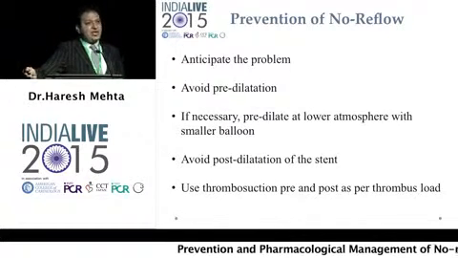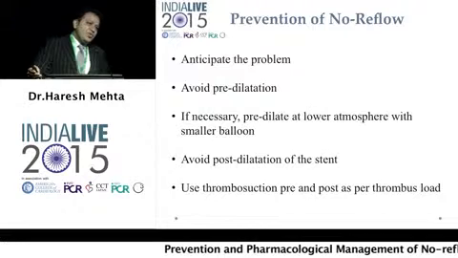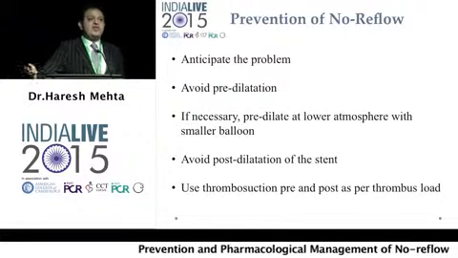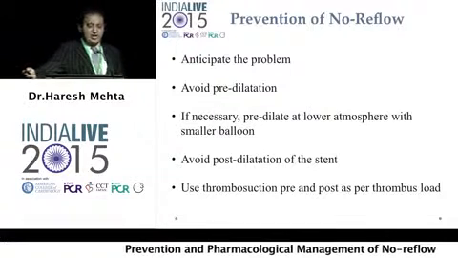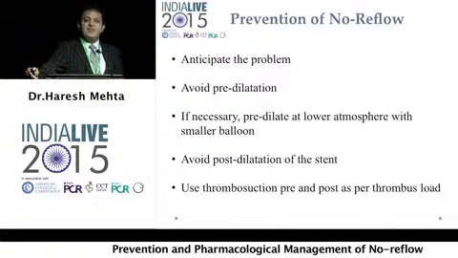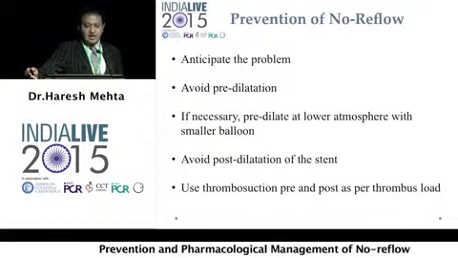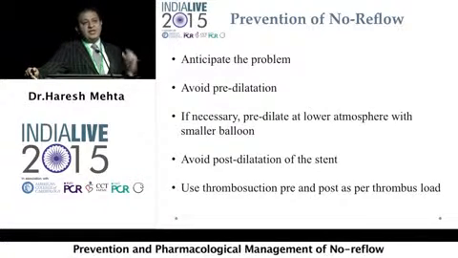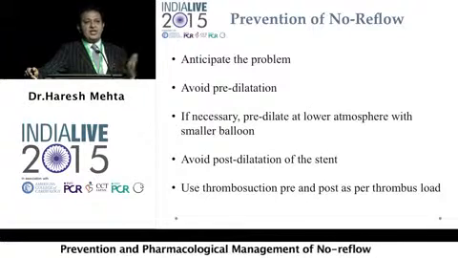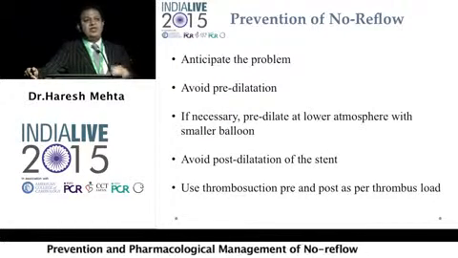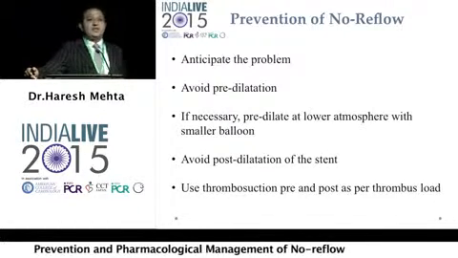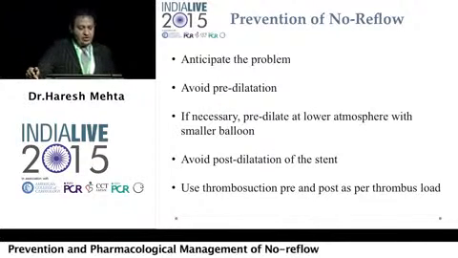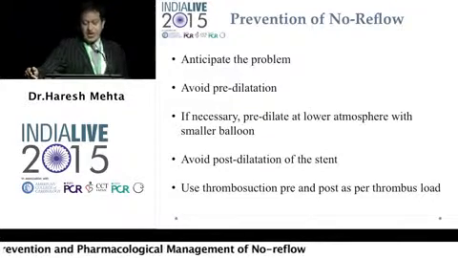Thrombectomy has helped in acute MIs. It's still controversial, but I think it's a good tool, so at least you know whether you need to stent or you don't need to stent. If necessary, predilate at lower atmospheres with a smaller balloon. Avoid post-dilatation of the stent as far as possible. So deploy it at the highest possible pressure you want, and then not try to go in and take another NC balloon, unless, of course, it's under-deployed, then you have no choice. Use thrombus suction pre and post as per thrombus load.